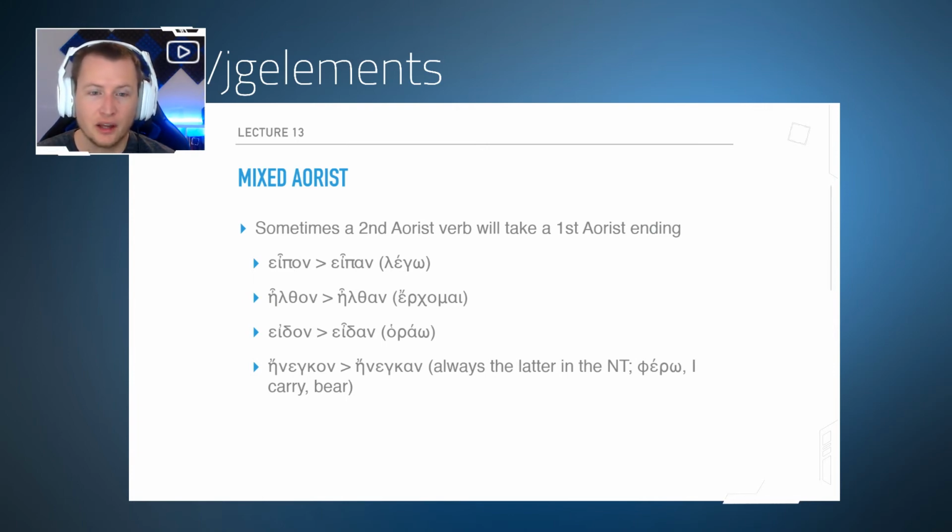Ilthon, you can find ilthon. That's from erchomai, I come, I go. Edon, sometimes you'll find edon, and that's from horao. And then sometimes instead of inenkon, that's a gamma nasal, you'll have inenkan. In the New Testament, it's always inenkan. But outside of the New Testament, you can find inenkon. It's from phero, I carry, I bear.